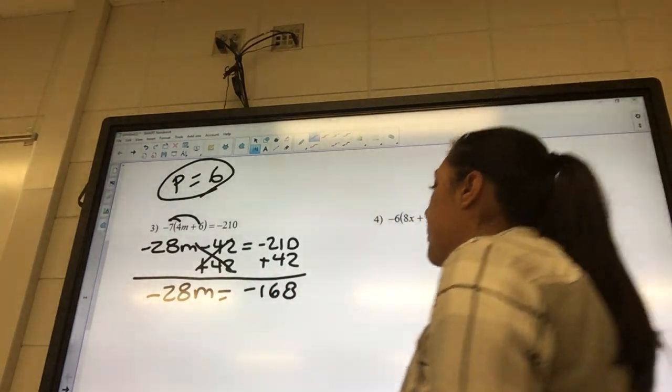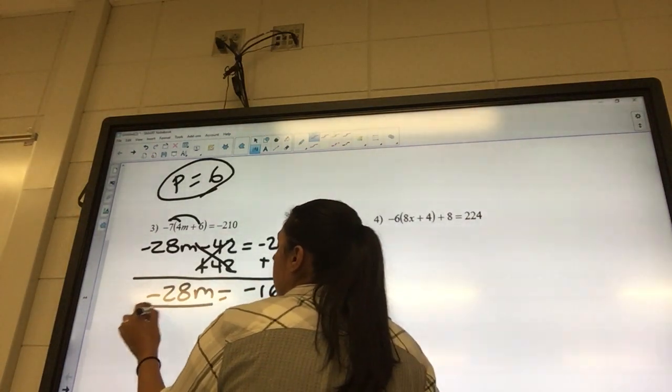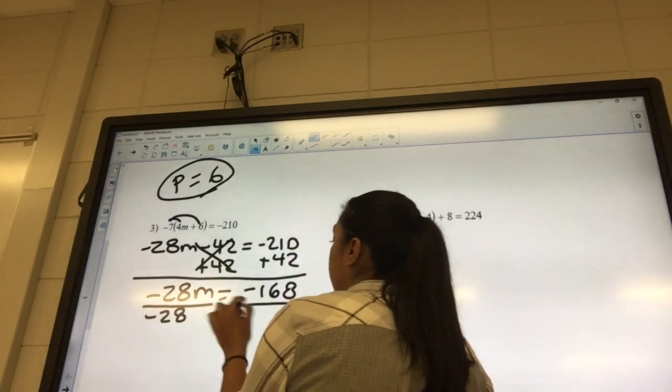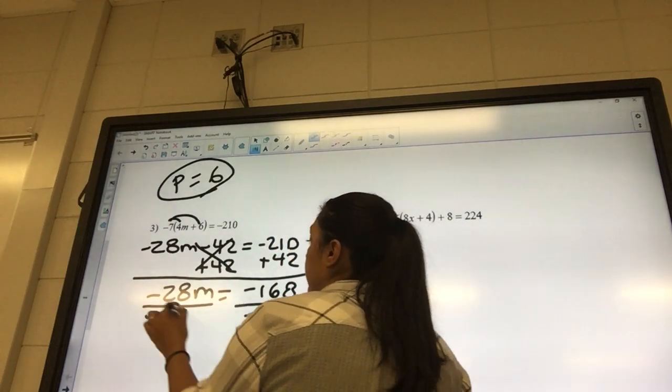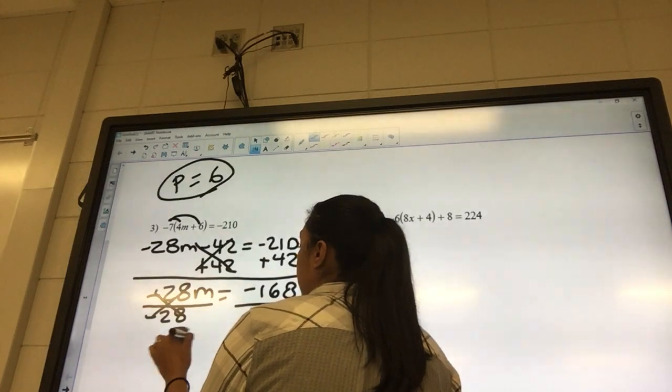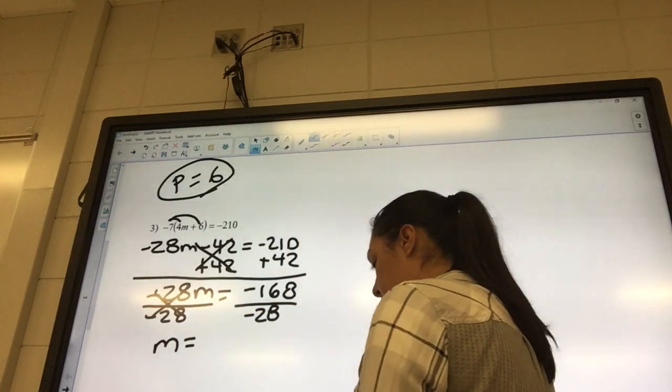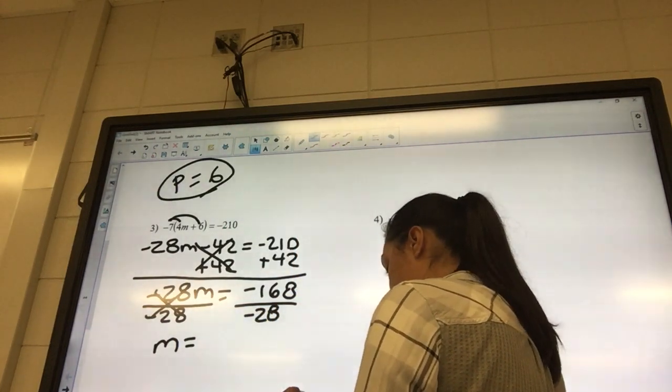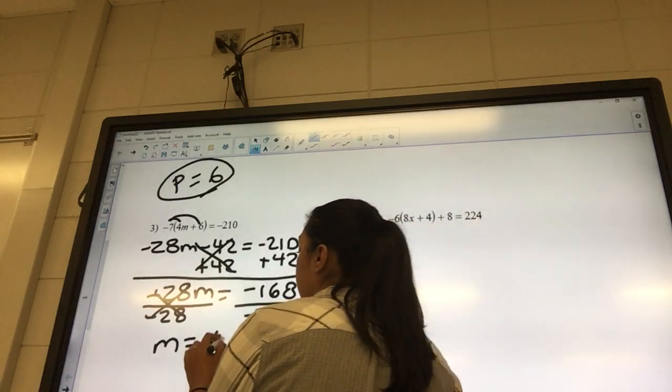And then my last step is always to divide. So divide by negative 28. Divide by negative 28. So m equals, and I got negative 168 divided by negative 28. This is going to be 6.